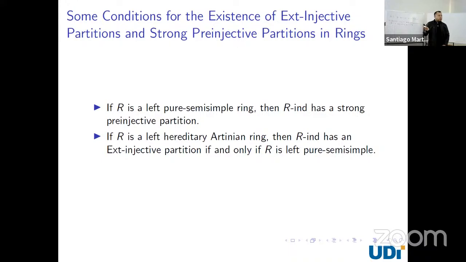Dung and Garcia proved that if we are not only in a pure semi-simple ring, but we add the condition of being a hereditary ring, then we can have this partition on pure left hereditary rings.